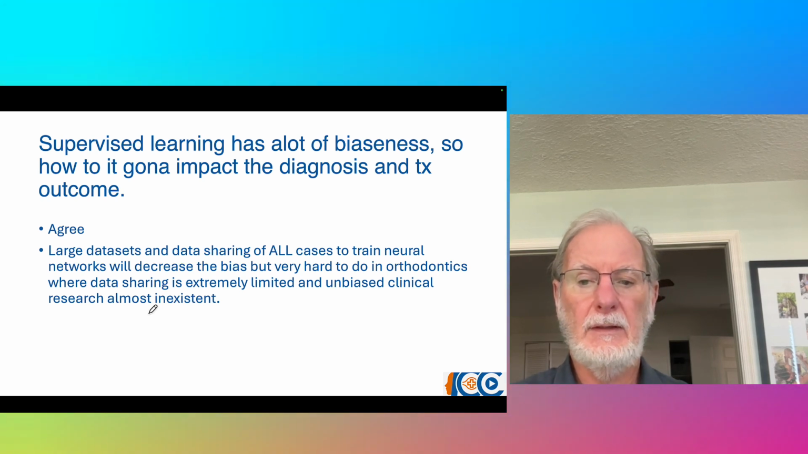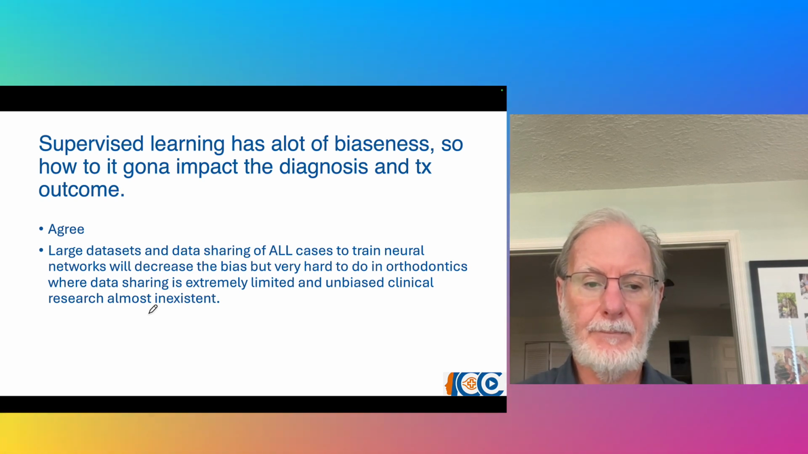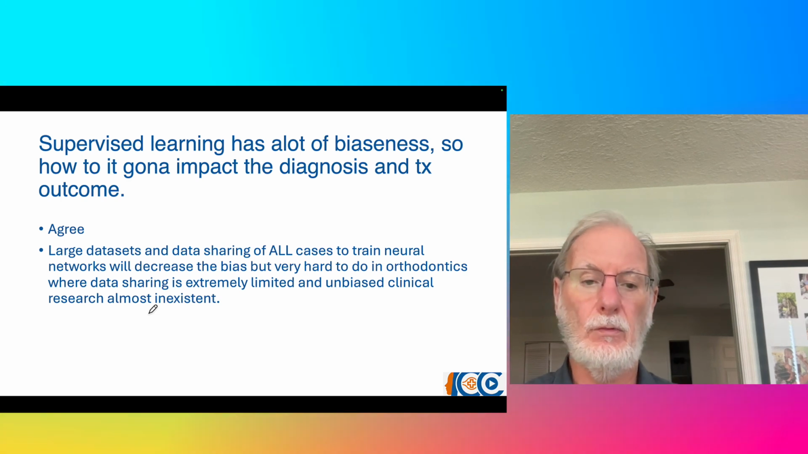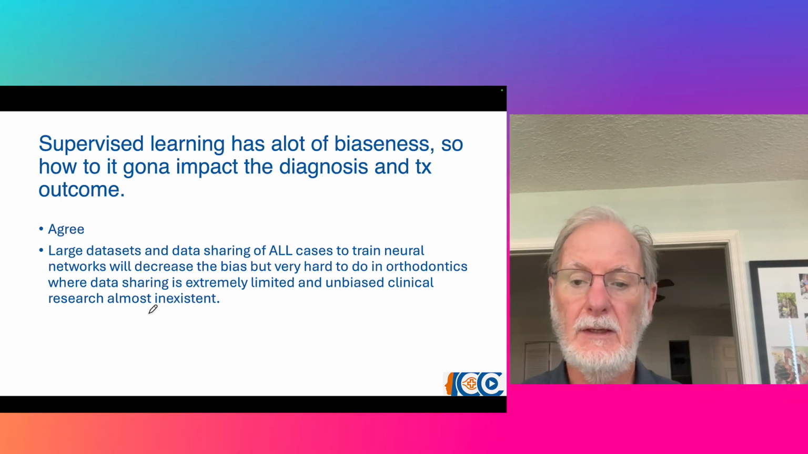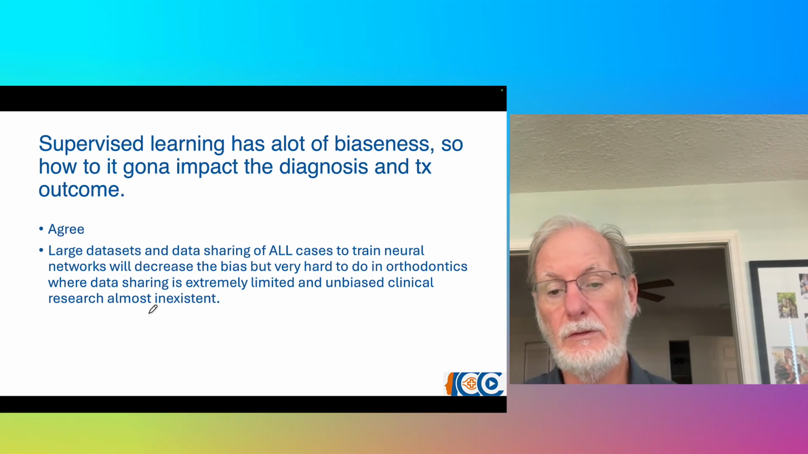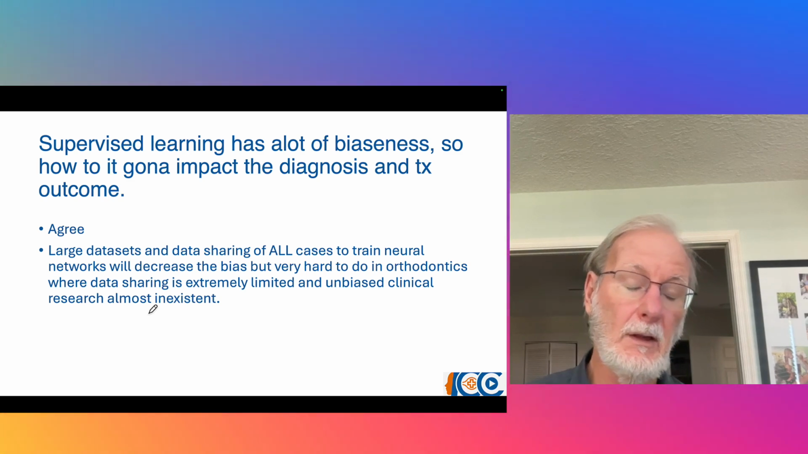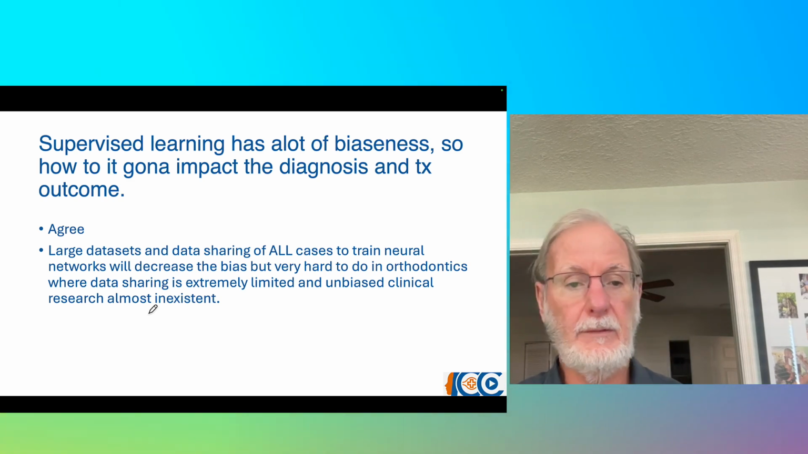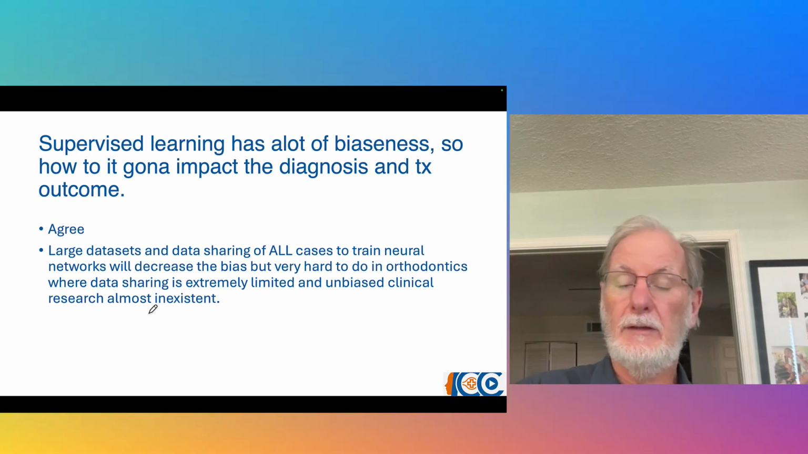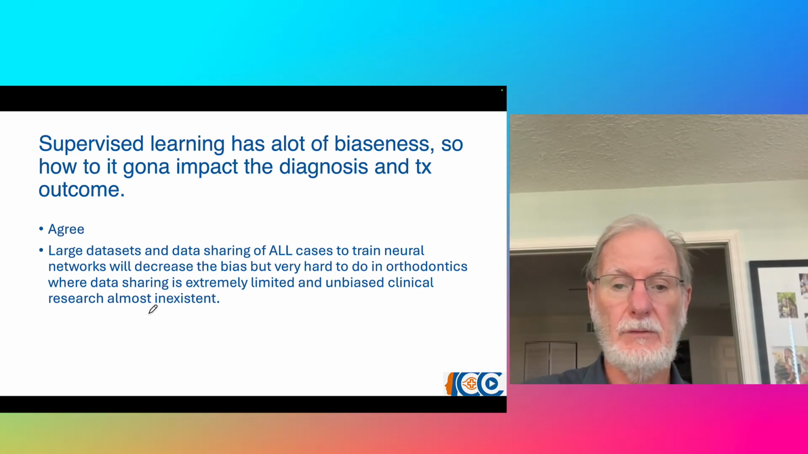What I said is large data sets and data sharing of all cases to train neural networks will decrease the bias, but it's very hard to do in orthodontics, where the data sharing is limited and unbiased clinical research almost inexistent. So, oh my God, you may say, well, orthodontics is terrible and they are so biased, and it's not good that we do AI with the supervised learning because it's too biased.